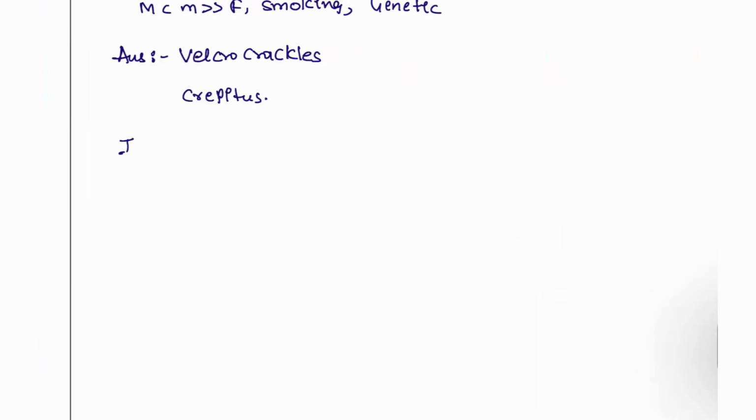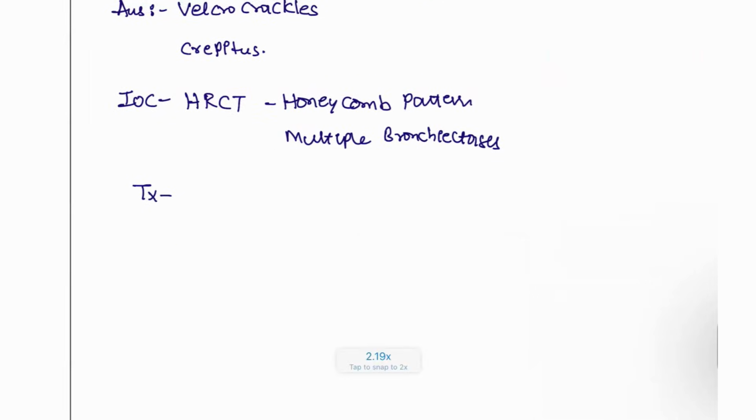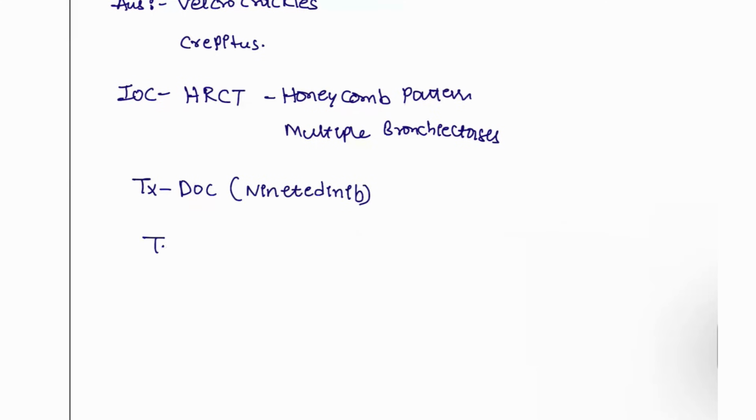The investigation of choice will be HRCT, and on the HRCT you are going to see a honeycomb pattern and multiple bronchiectasis in this patient. What is the treatment of choice? The drug of choice for this patient will be an antifibrotic drug. So nintedanib, this drug can be given as the drug of choice, but the treatment of choice will be lung transplant.